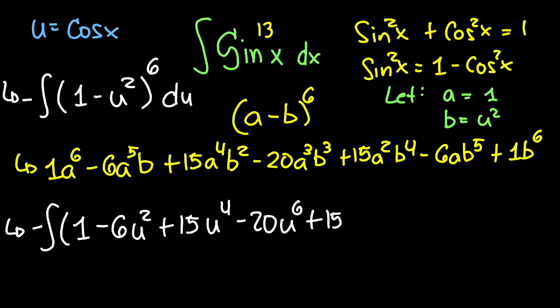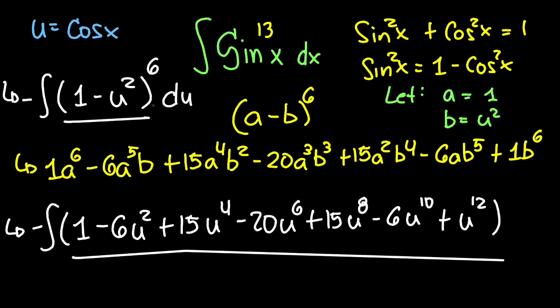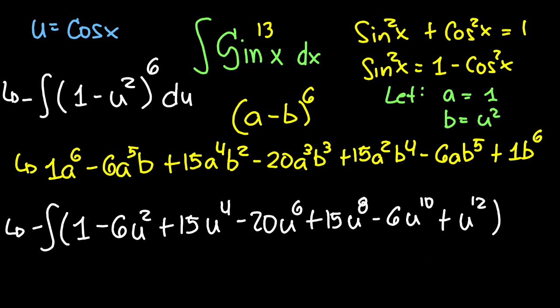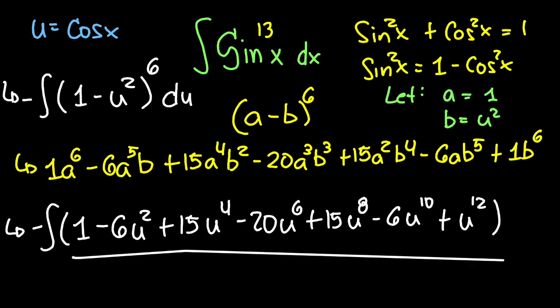B to the power of 4 would be u to the power of 8, minus 6, a is 1, b to the power of 5 would be equal to u to the power of 10, plus 1 multiplied by b to the power of 6 would be u to the power of 12. So this would be the whole expansion regarding this one, and just put du after it.